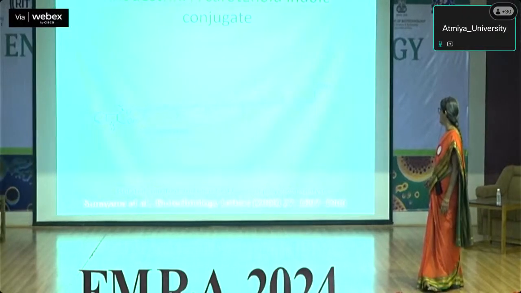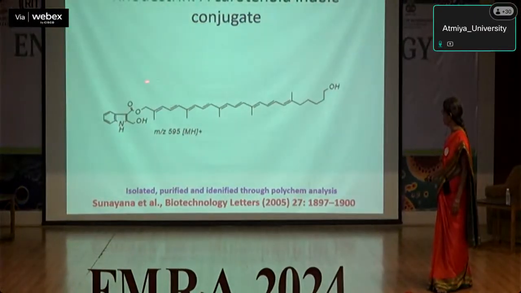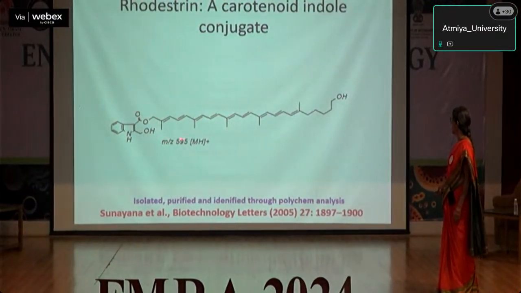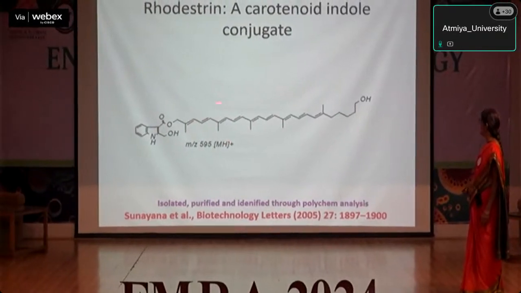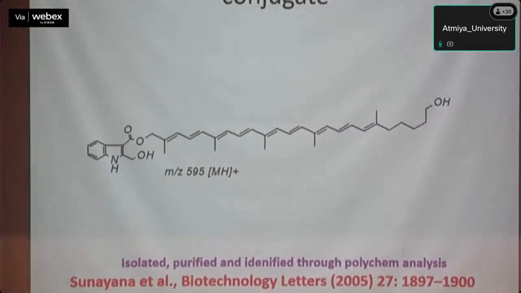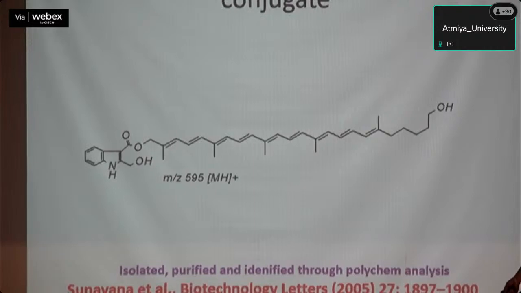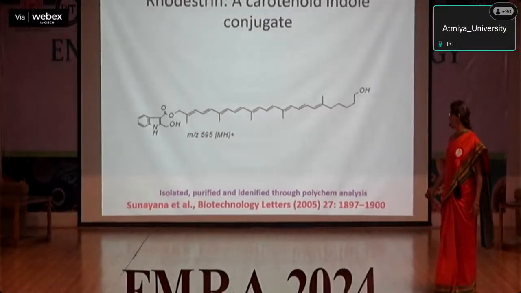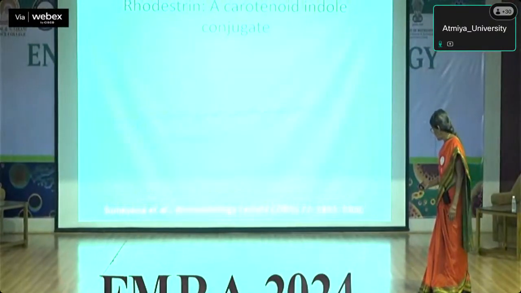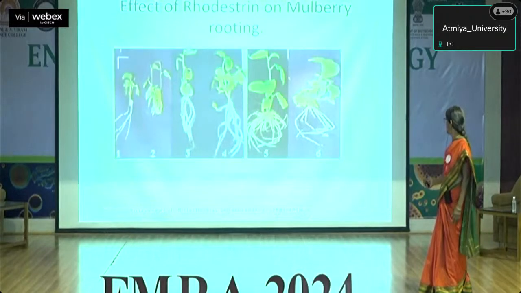This is an example. You can see that this is an indole moiety, and this is a carotenoid. So it is a high molecular weight indole ester. And we all know that indole 3-acetic acid, IAA, is a plant growth promoting hormone. So this may also have plant growth promoting character.